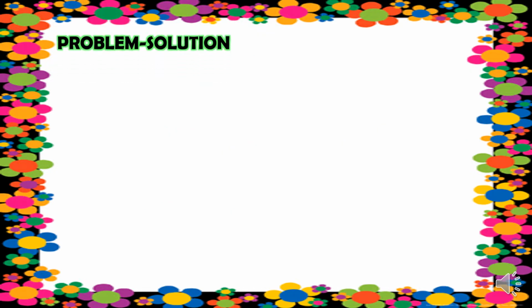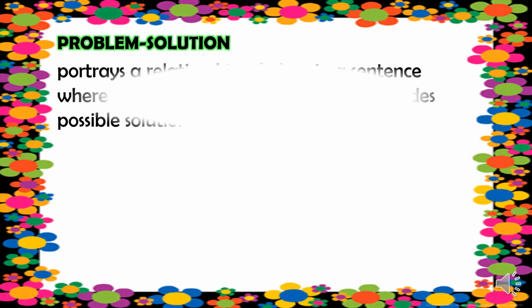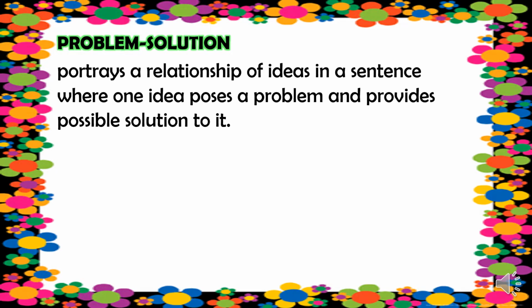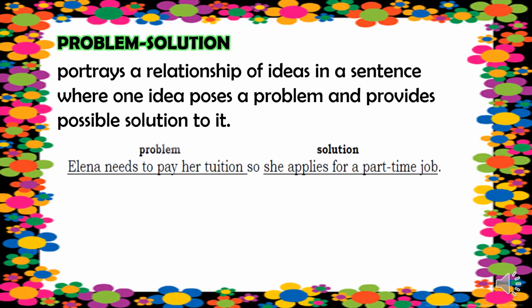Another is the problem solution. It portrays a relationship of ideas in a sentence where one idea poses a problem and provides possible solution to it. Example, Elena needs to pay her tuition, so she applies for a part-time job. The problem in this sentence is Elena needs to pay her tuition, and the solution, she applies for a part-time job.